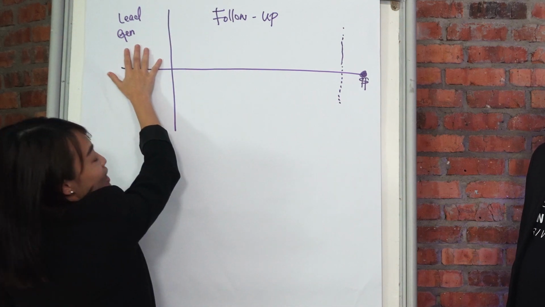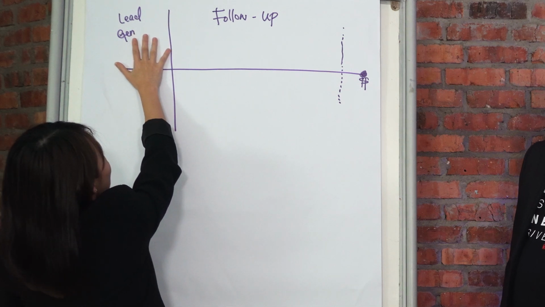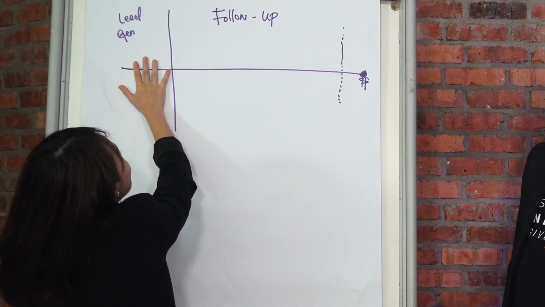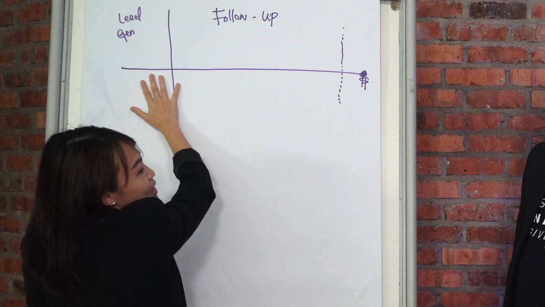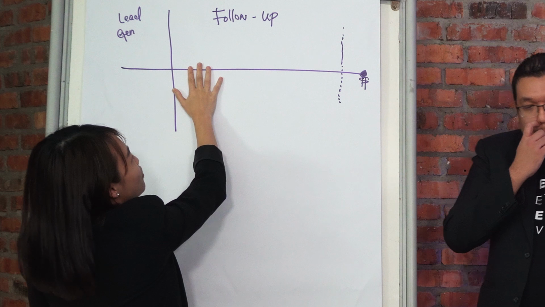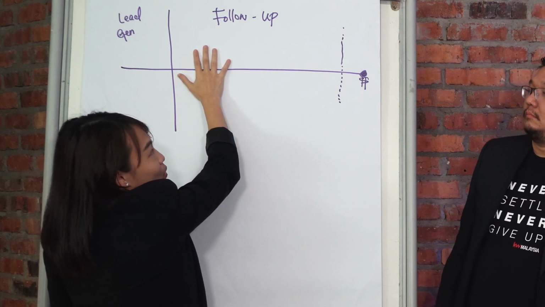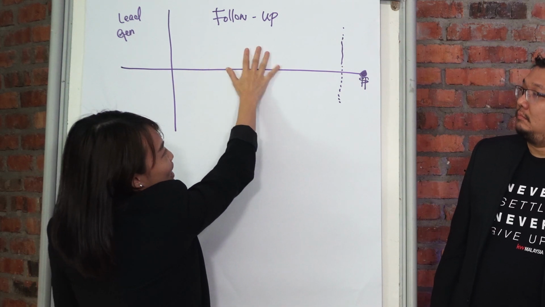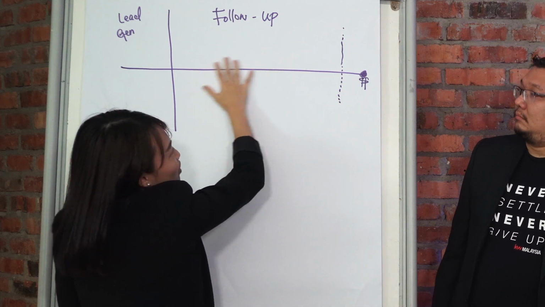You start with lead gen. This is where you get the leads, the customers, and then you do qualifying. And then after that, if they express interest, you do follow up. So this is where you do a lot of communication back and forth. You make appointments, you do viewing, and come back again for another viewing, and all that.